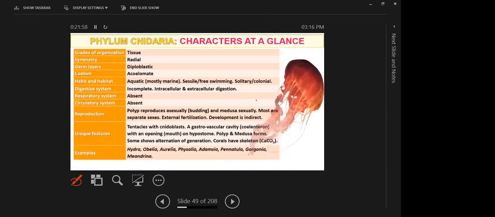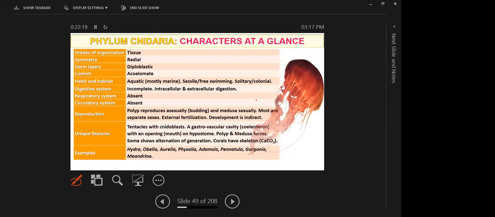Okay, so now everything at a glance. This is what is important for you. This is the complete summary of these cnidarians, whatever is required for NEET. So what is required for NEET? Everything is there here. Summary. Unique features are very, very important for you to know.